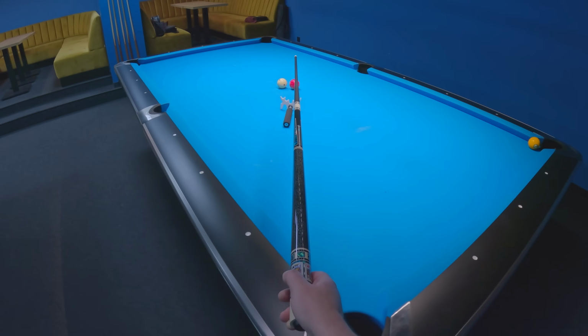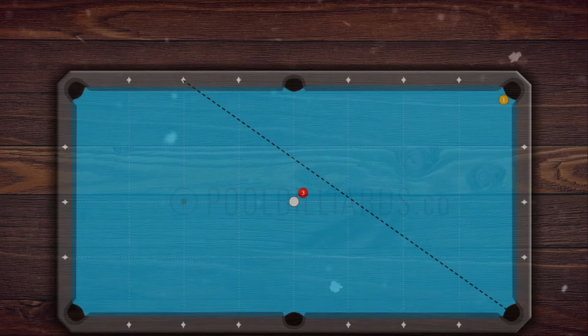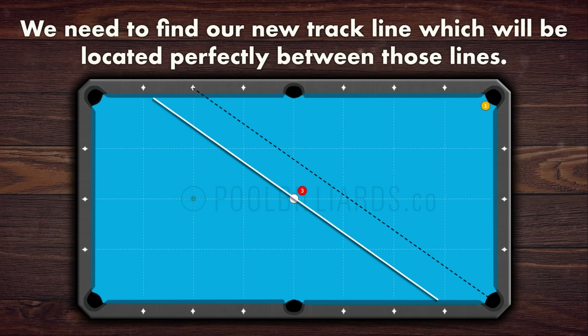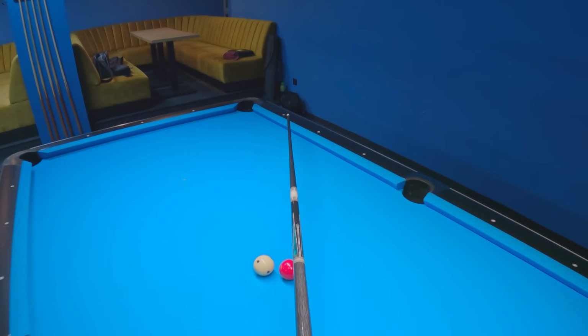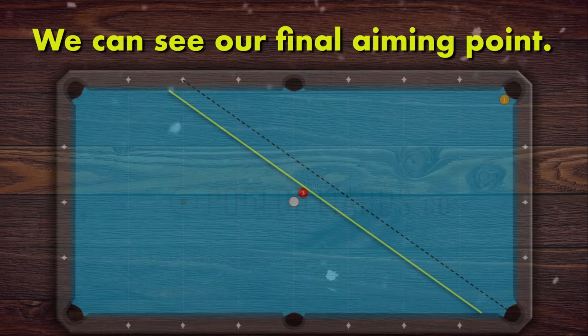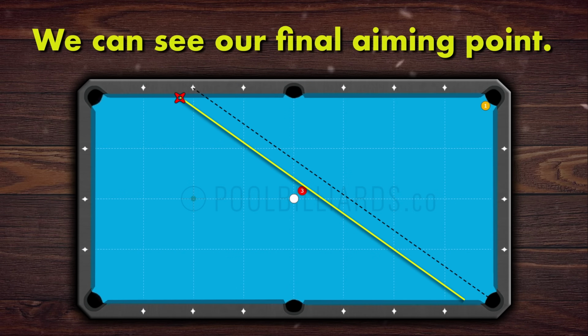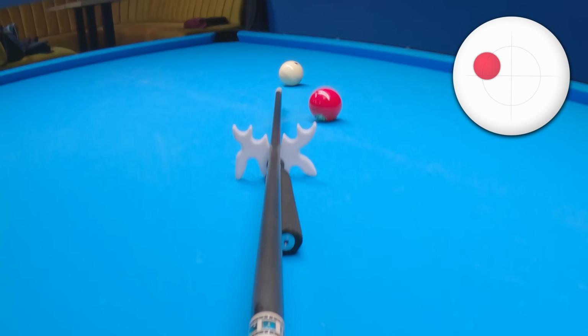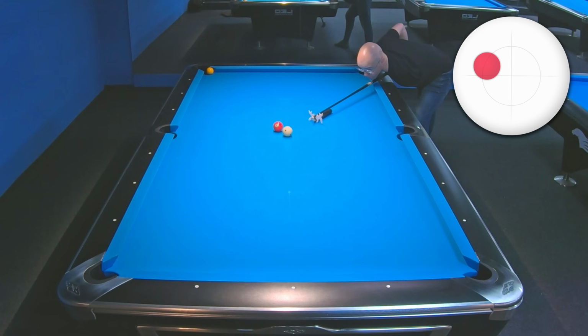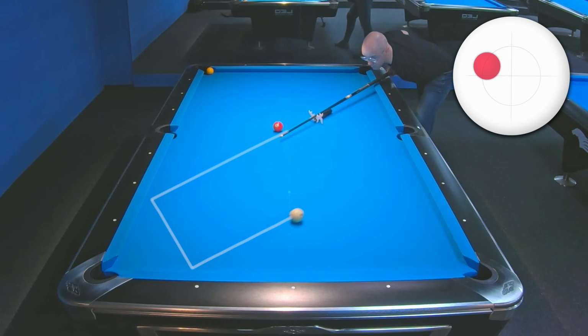We need to parallel shift this line to the current position of the cue ball and then find another line which will be exactly between those 2 lines. And this final line indicates our aiming point on the rail's edge where we should hit the cue ball. If we roll the ball and use running spin, then it follows this path and makes contact with the one ball.